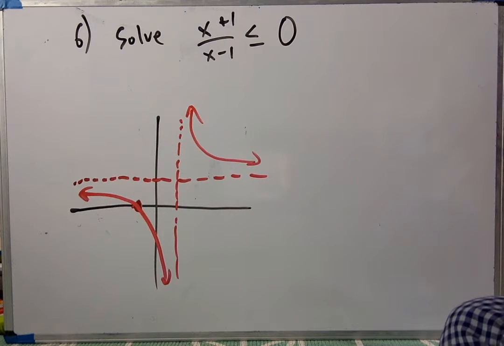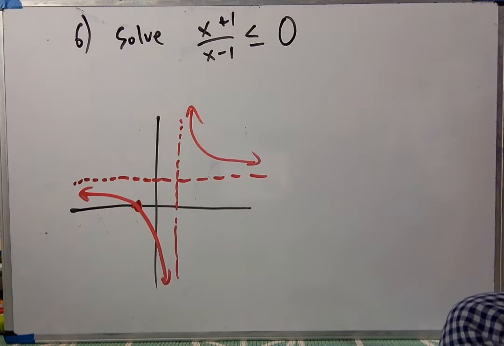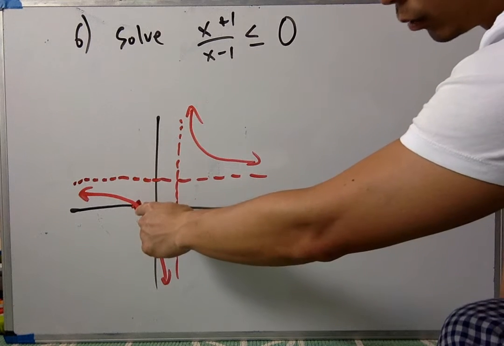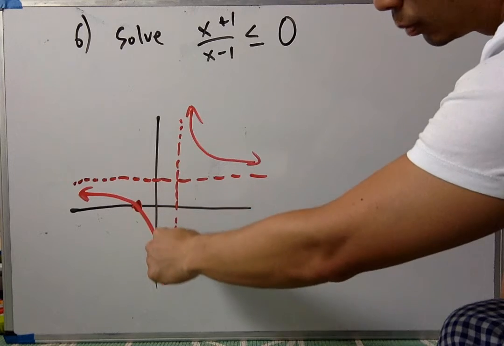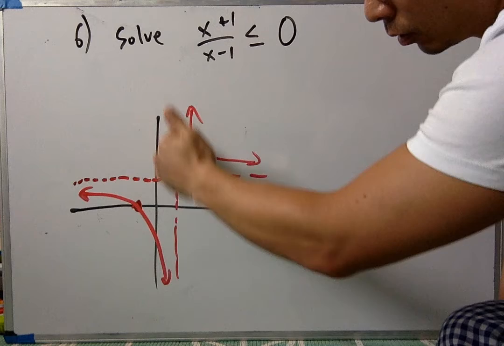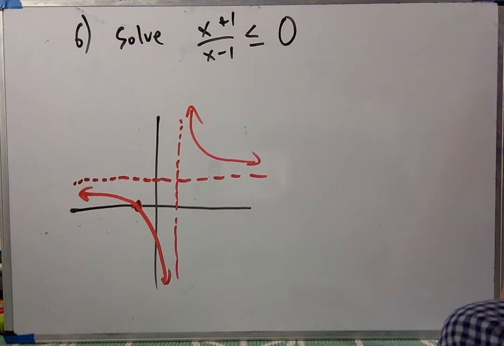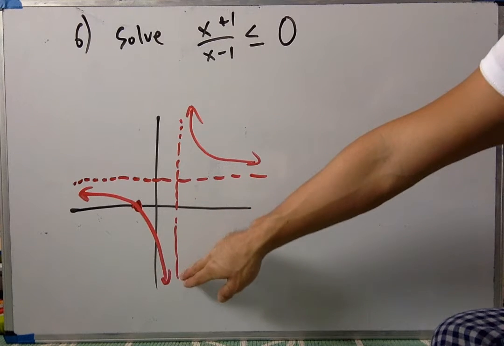And then using this graph, I just want to answer this question: when is it less than or equal to 0? And I look at my graph. There's only one part where it's less than or equal to 0. That's this portion right here, right? Remember, this asymptote is at x equal to +1, right? But keep in mind that I can never actually hit +1. +1 is actually not defined.